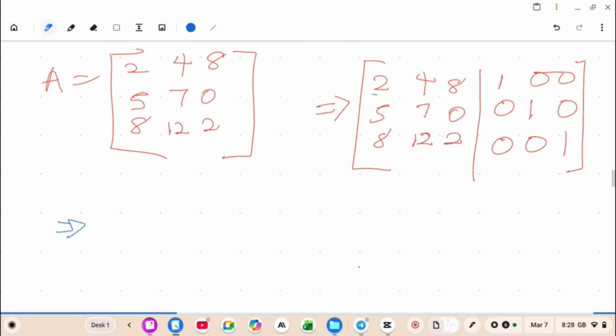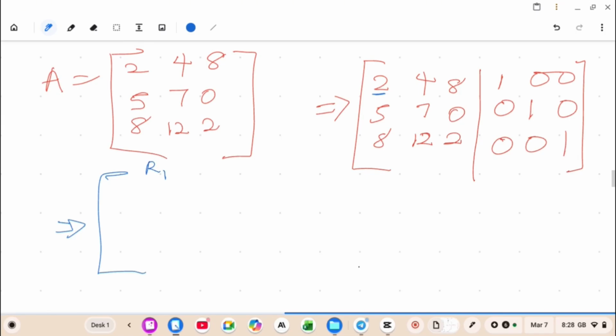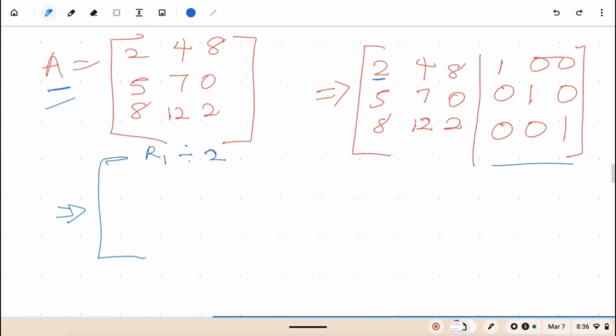We want to change these two to 1. So how can we change these two to 1? What we say is that we divide it by 2. You just have to write the formula like what you are doing. The examiner needs to know what you are doing. So you have to say row 1 divided by 2. You have to change this element to look like an identity element.